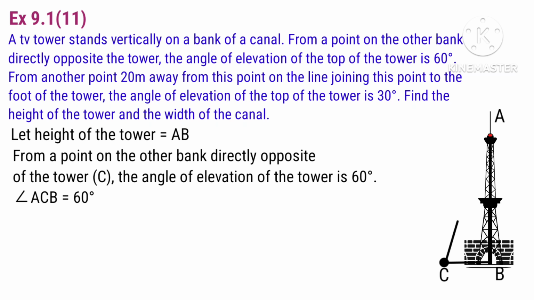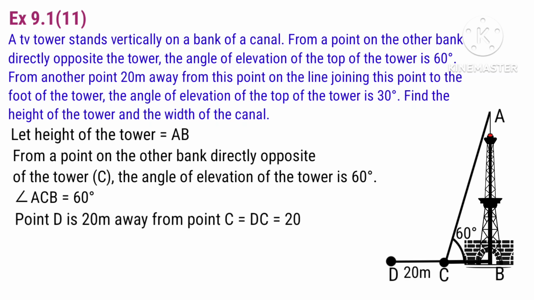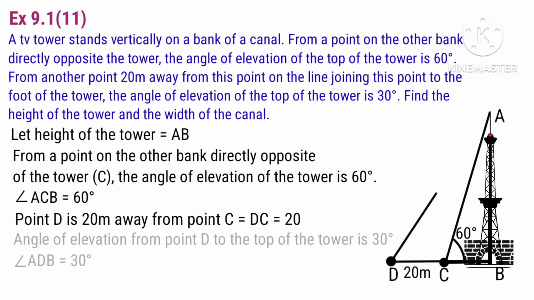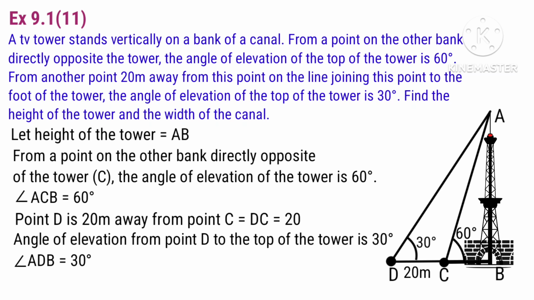Now the angle of elevation to the top of the tower is 60 degree from that point. So now next there is another point which is 20 meter away from that point C. அதாவது சிக்கும் டிக்கும் நடுவில் 20 மீட்டர் இருக்குது, and that line is joining to the foot of the tower. Now the angle of elevation to the top of the tower from that point D is 30 degree. We need to find the height of the tower and the width of the canal. So height of the tower is AB and width of the canal is CB.